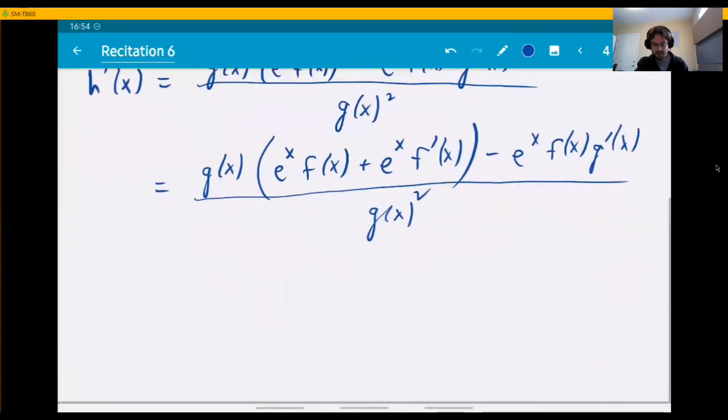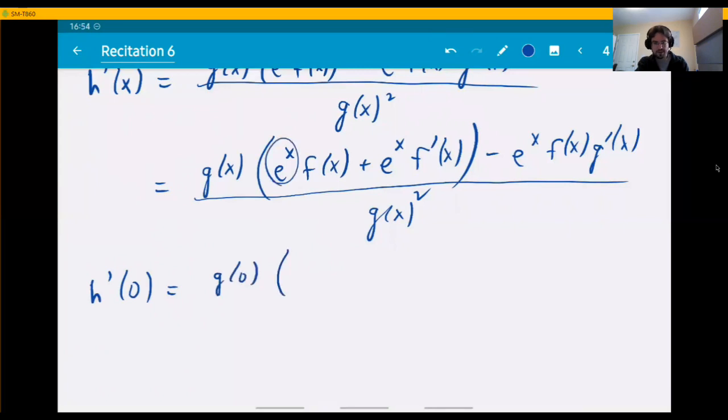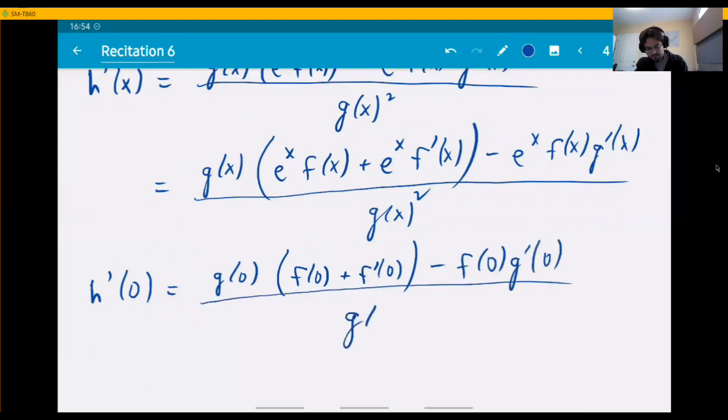Now that you know h prime, you can try to find h prime of 0, which is what the question asked. So I'm going to plug in x equals 0 in all of this. e to the 0 is going to become 1. Now we just have to look back at the values that were given to us. I'm going to scroll back up so you can look at them. One of these we actually don't know. We don't know g prime of 0.